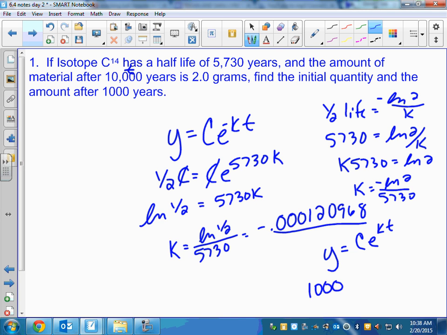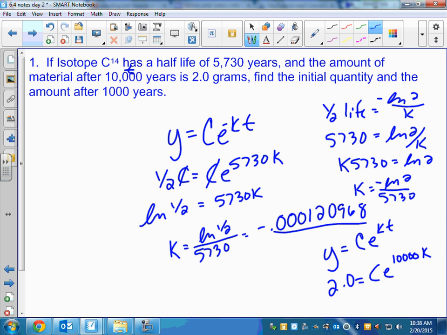where I can say my ending amount is 10,000. I don't know what I started with. Nope, just kidding. That's not my ending amount. Right, that's my time, sorry. My ending amount is 2 grams, and that was after 10,000 years. And again, I'm just going to put k up there, and I'm going to type that whole thing in there for k when I do it on my calculator.